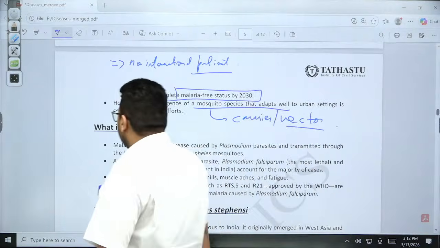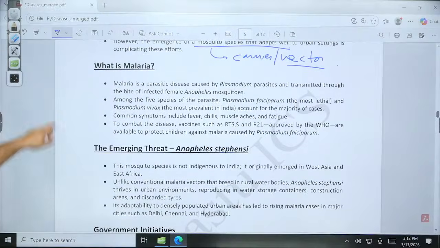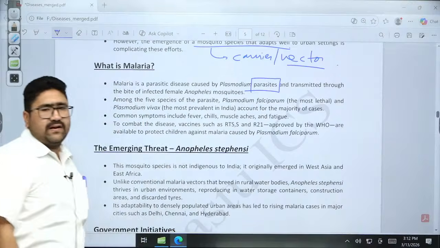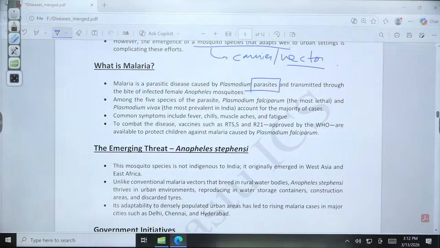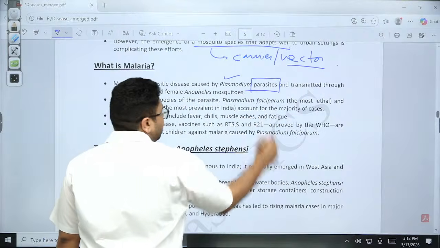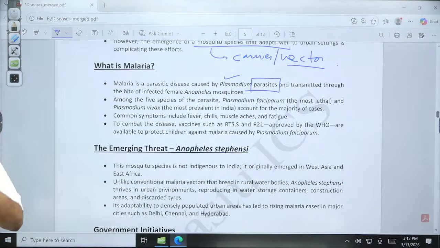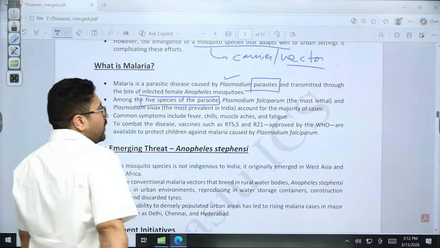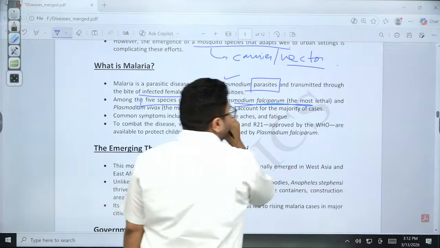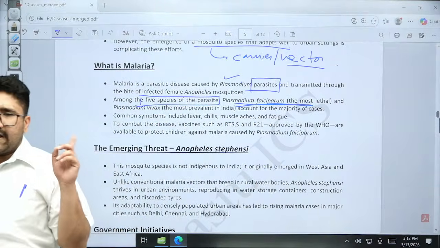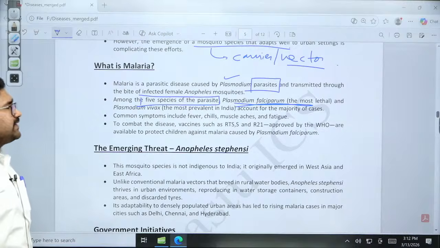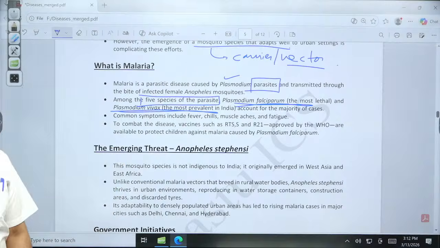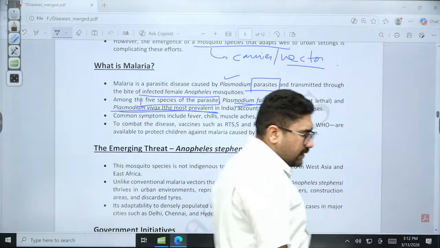Now, we all know the nature of malarial disease. It is a parasitic disease. It is not a viral disease, it is not a bacterial disease, it is a parasitic disease. Which parasite? It is the Plasmodium parasite. Now, there are different subspecies of Plasmodium. There are 5 species of this parasite. The most detrimental, the most dangerous of them, this name becomes important, is Plasmodium falciparum, and the most prevalent in India is Plasmodium vivax. So these two names become important and both names are different from each other.